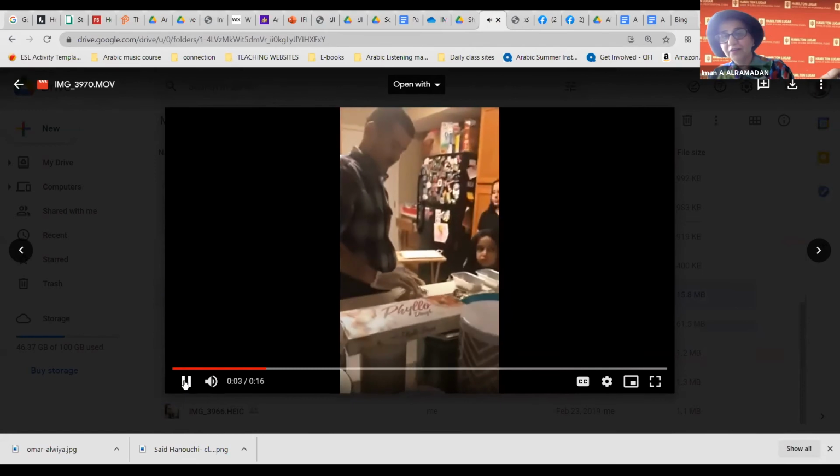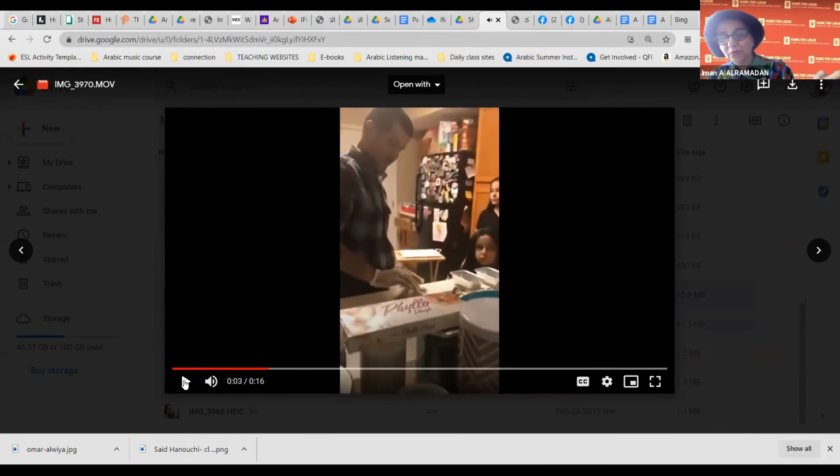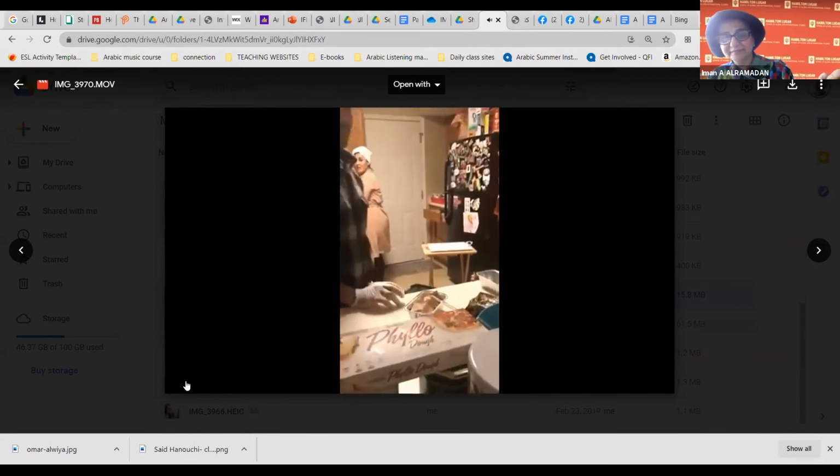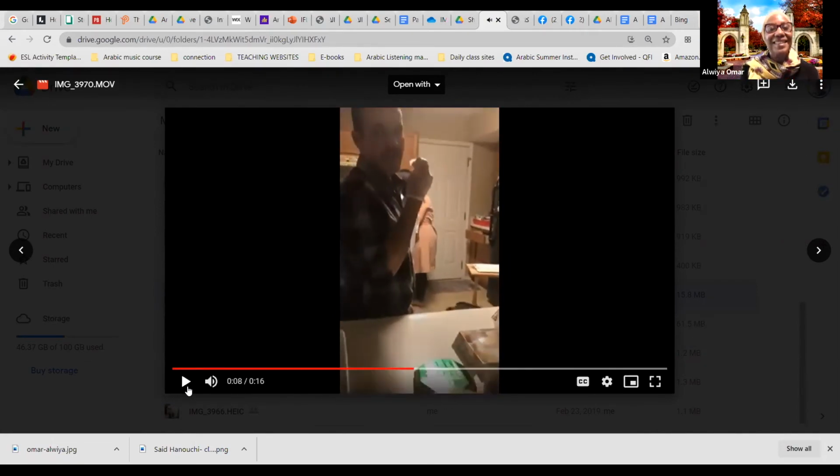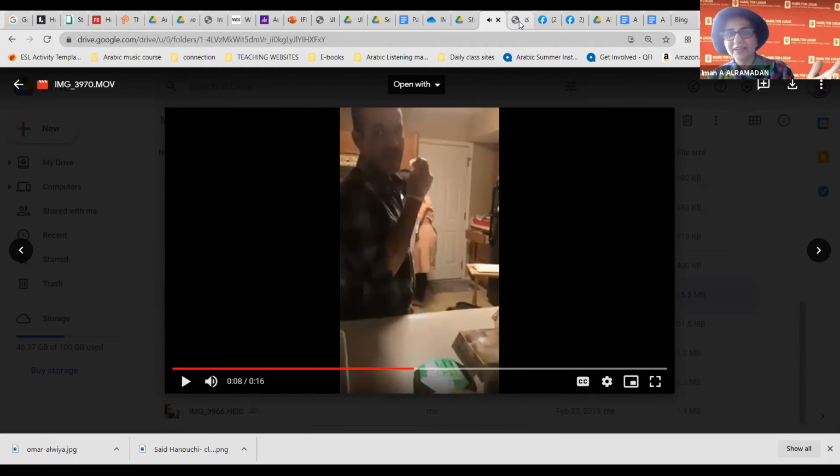Prepare kind of Arabic pastry with them, or dessert. So here we were cooking together. The students were cooking as well.